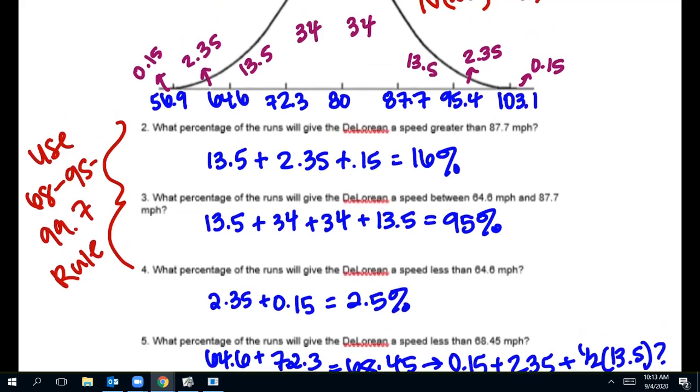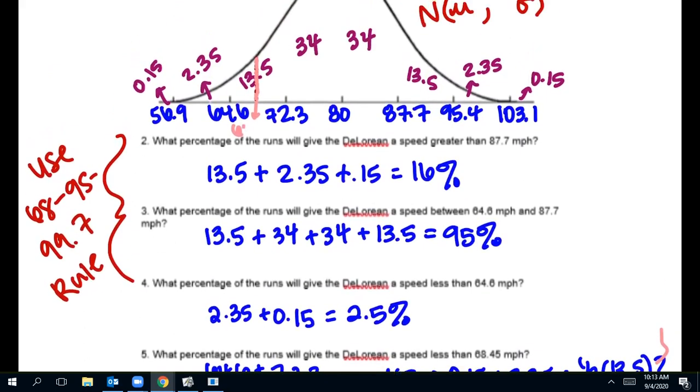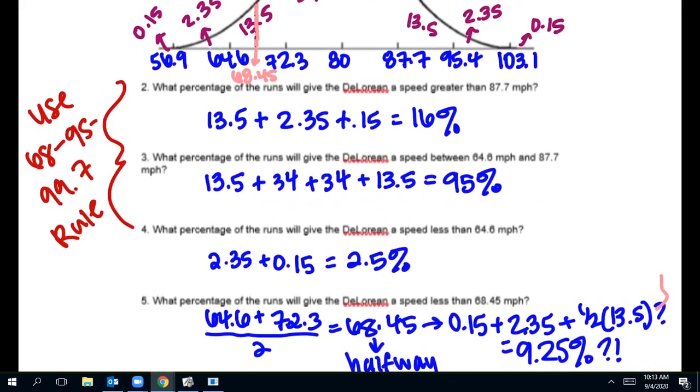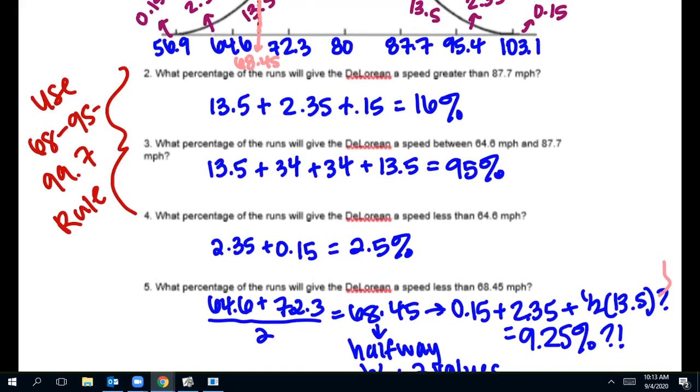68.45. If you look at this actual value right here, it is exactly halfway between 64.6 and 72.3. What was it? 68.45. And so I showed that by doing just some algebra there to see that, okay, that's halfway through. One thing I want you to think about is that that is going to be our z-score.